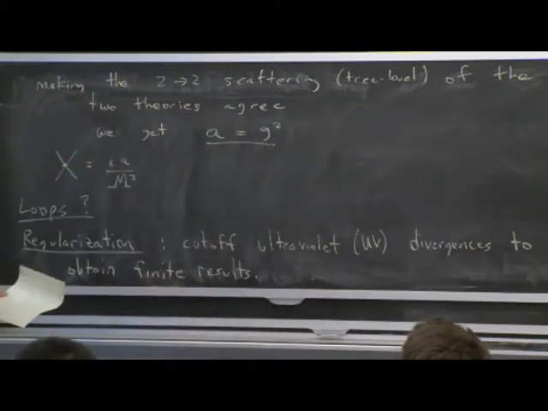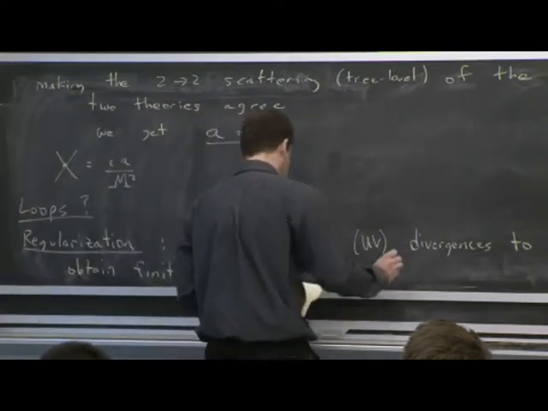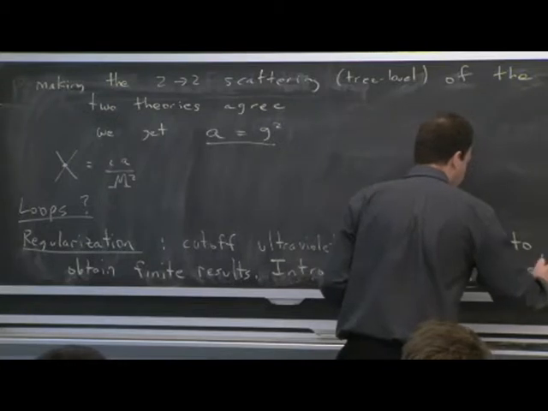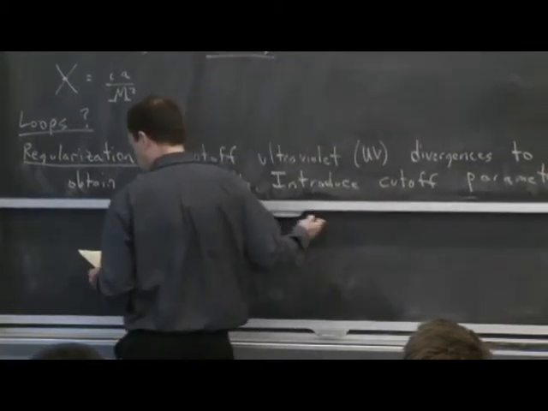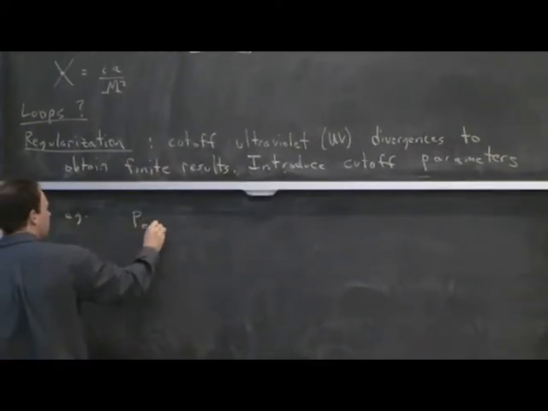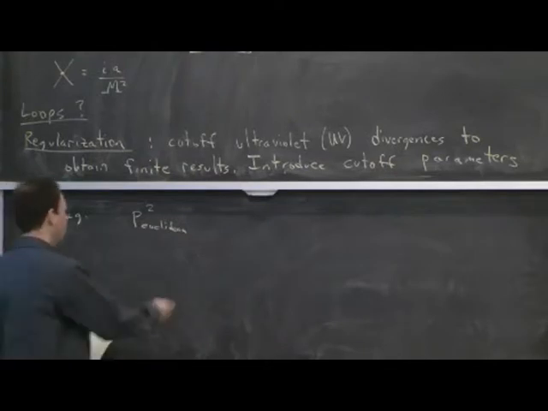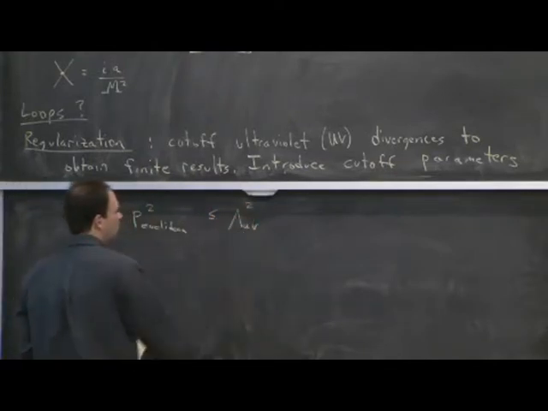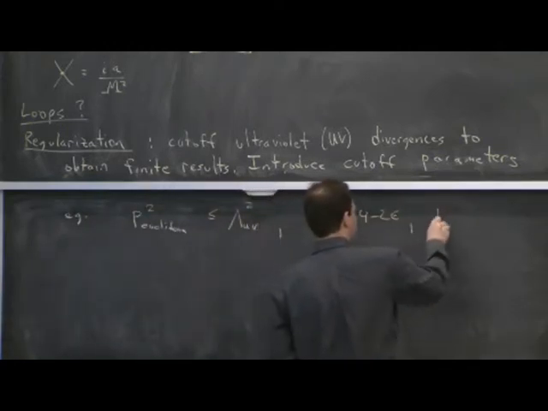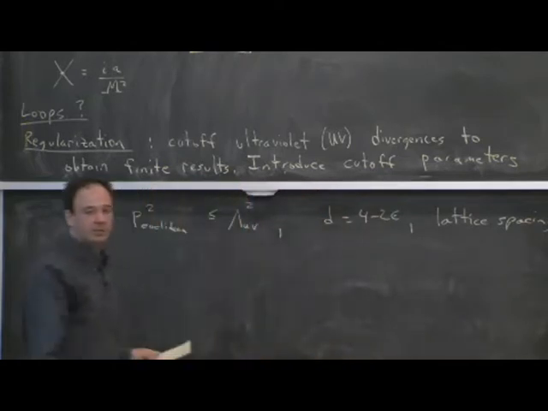So we need to cut off ultraviolet divergences to obtain finite results. And that means we introduce cutoff parameters into our results. So examples would be taking the Minkowski momentum, continuing it to be Euclidean, and then just putting a hard cutoff on it. That's one example. Or you could use dim reg. That's another example. Or you could use a lattice spacing. That's another example. So these are all examples of how you might cut off the theory to remove ultraviolet divergences.